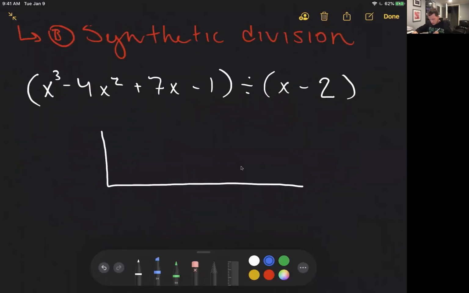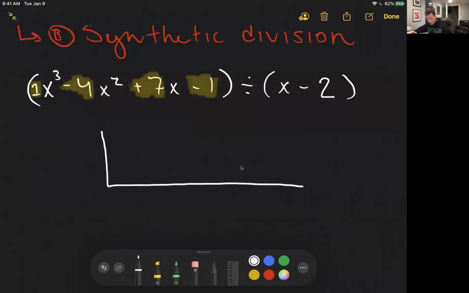So synthetic division, you're not necessarily doing division. You're really looking at the coefficients of each and every term. So here are all my terms. Some of these have coefficients, some of them don't. We know x to the third looks like it doesn't have a coefficient, but technically it has a coefficient of 1. Now all of them have coefficients. So let's look at them: 1, -4, 7, and -1.